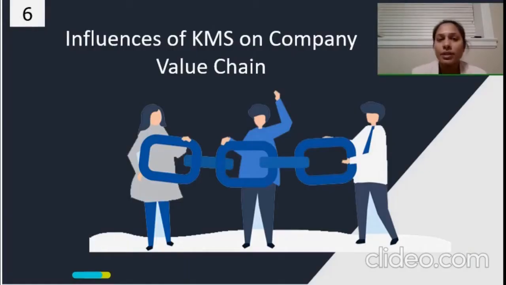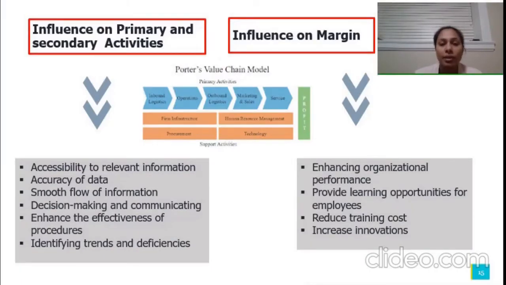Okay, let's see what the influence of KMS is on companies' value chain. So under that topic, the KMS influence on primary and secondary activities is that it enhances the accessibility to relevant information, ensures the accuracy of data, ensures the smooth flow of information, assists in decision making and communicating, enhances the effectiveness of procedures, and also finally identifies trends and deficiencies. On the other side, the influence on margin is enhancing organizational performance, providing learning opportunities for employees, reducing training cost, and increasing innovation. So likewise, KMS impacts companies' value chain.